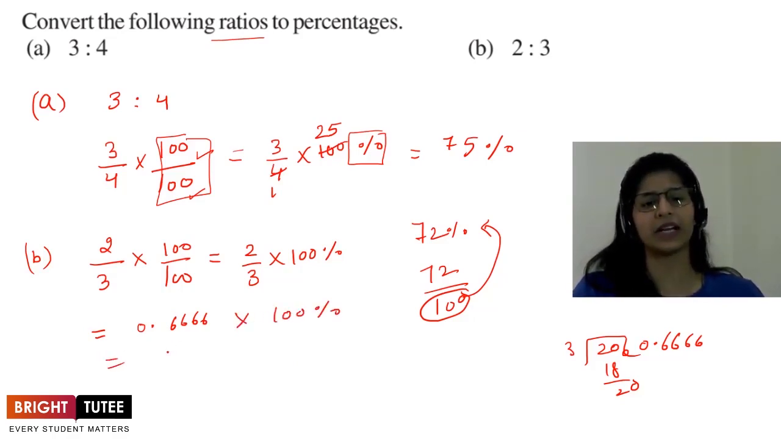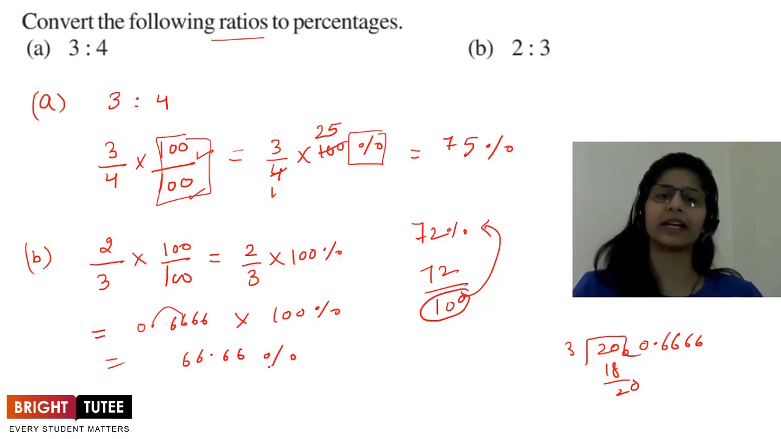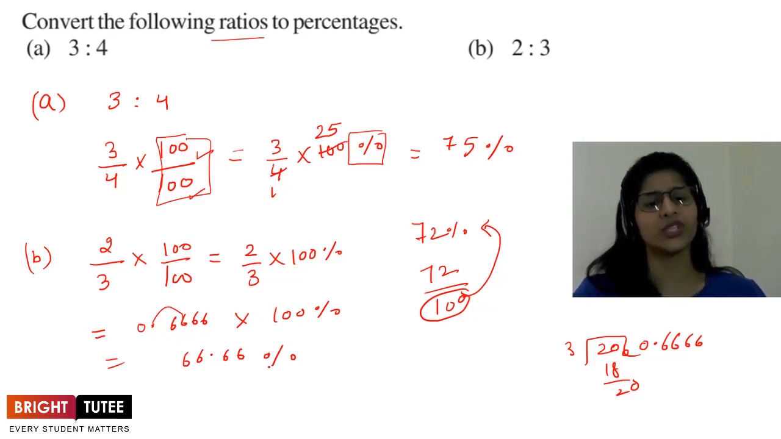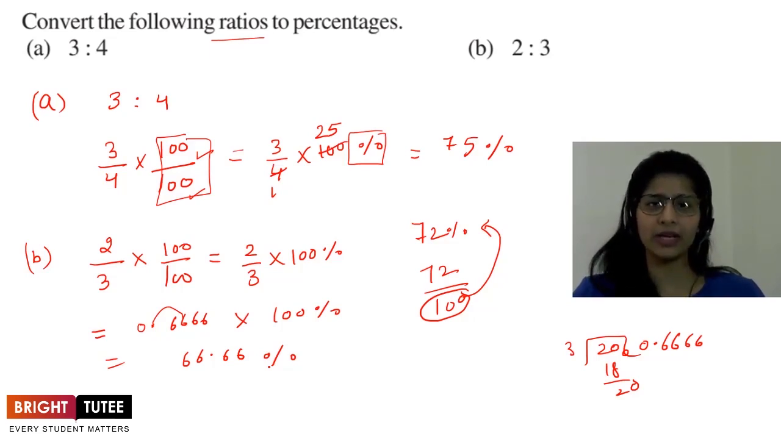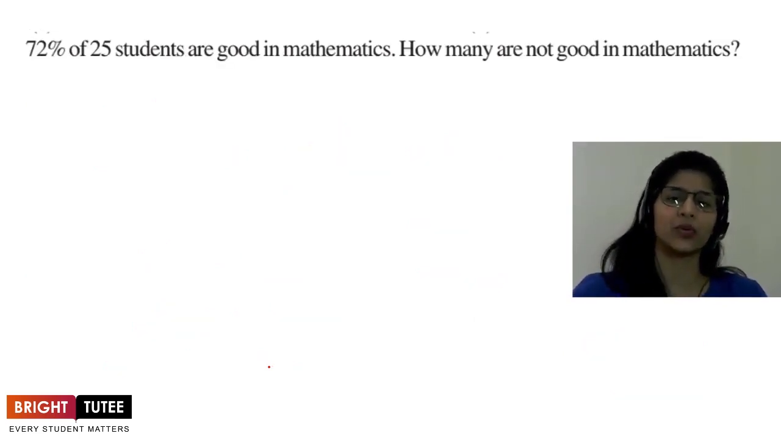So when you multiply it with 100, the decimal will shift 2 places. It's 66.66%. Right, this is how we convert ratios into percentages. Clear? Or from percentages, if we have to write ratios, we can just remove the sign of percentage, place 100 in the denominator, cancel the terms and write the ratio in simplest form. Clear? I hope this question is clear. Let's move ahead with another question.